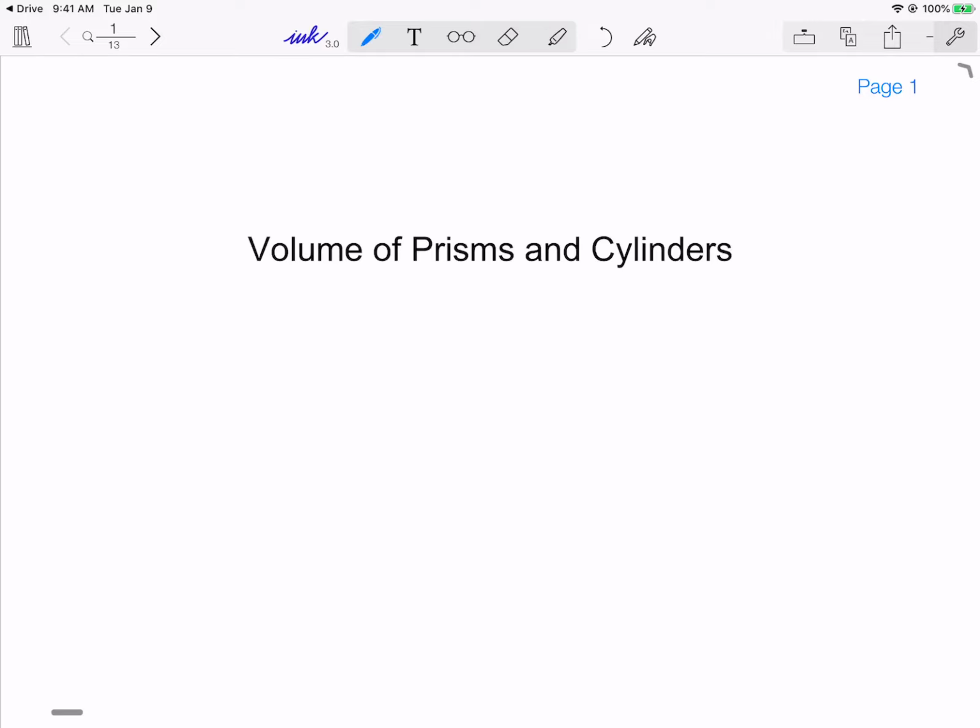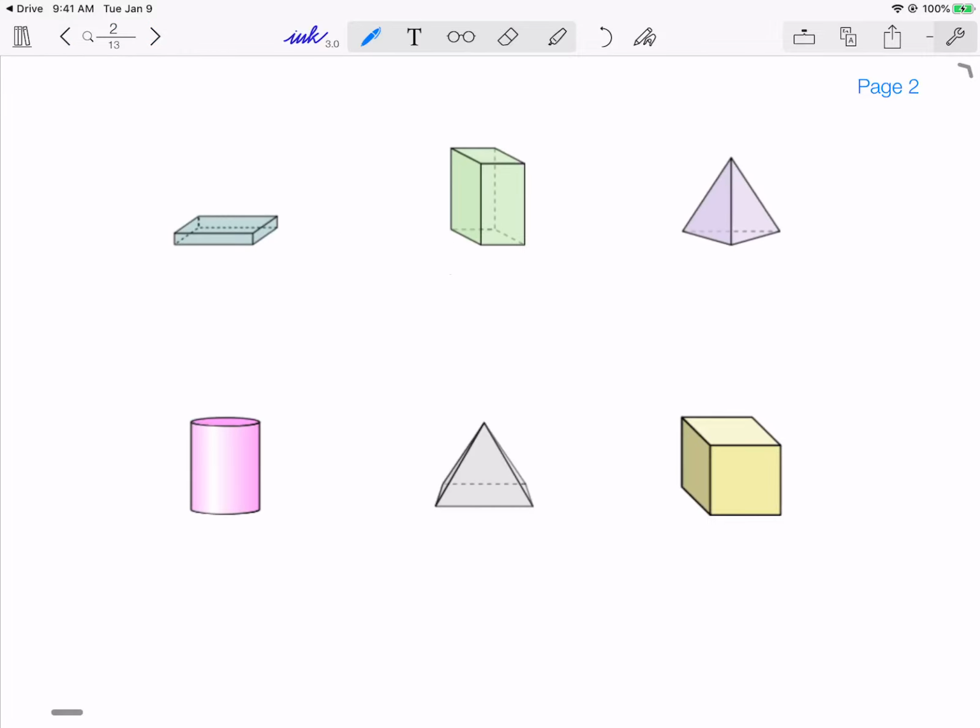Today we're going to talk about finding the volume of prisms and cylinders. But first things first, we're going to practice on classifying. So the question is, what is a prism and what is a cylinder? And what other name do we add to those words? So the key thing you want to recognize is whether or not things have one or two bases.